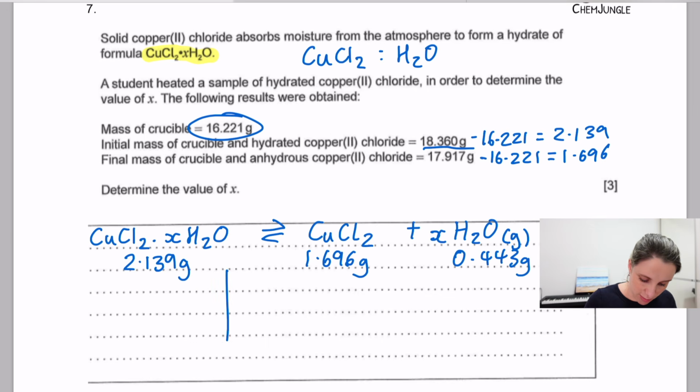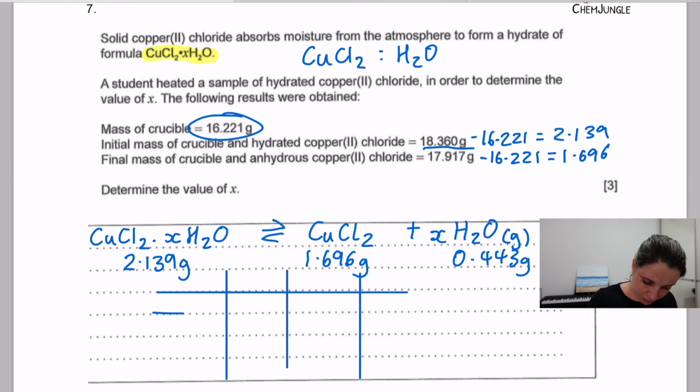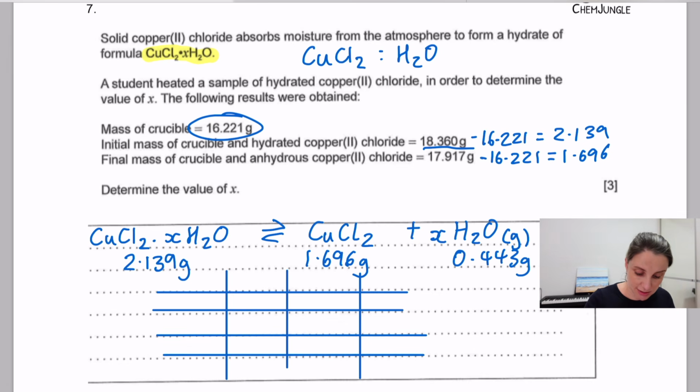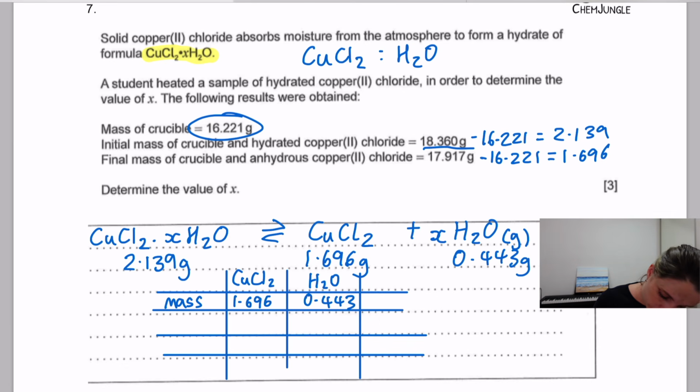So you'll notice I'm going to set this up in a really similar way. But at the top this time, rather than having individual elements, we're going to have just the copper chloride versus the water. And I can do the same process overall. So this time I do have a mass in grams, which is your 1.696 and your 0.443. What we're going to do is divide through by the formula mass.